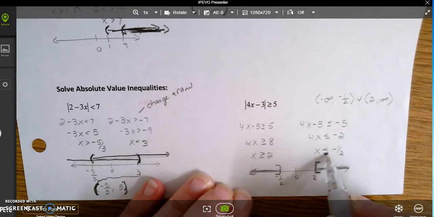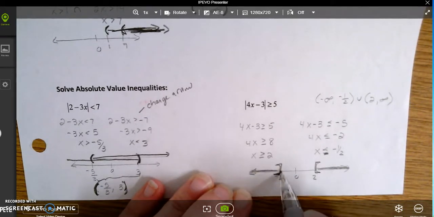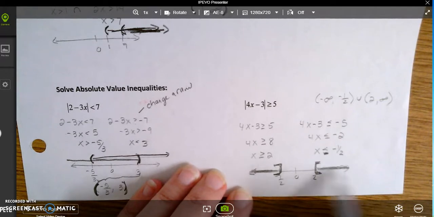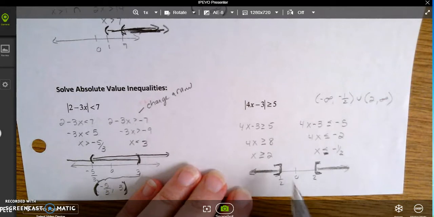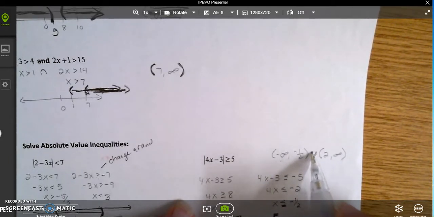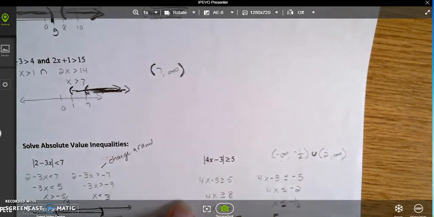So because of the equal to, I have my square bracket, less than negative 1/2, and greater than 2 would be from here up. And so these don't overlap. So this is an or situation. So my solution would be everything from negative infinity to negative 1/2, or everything from 2 to positive infinity. Okay, and we'll keep going.